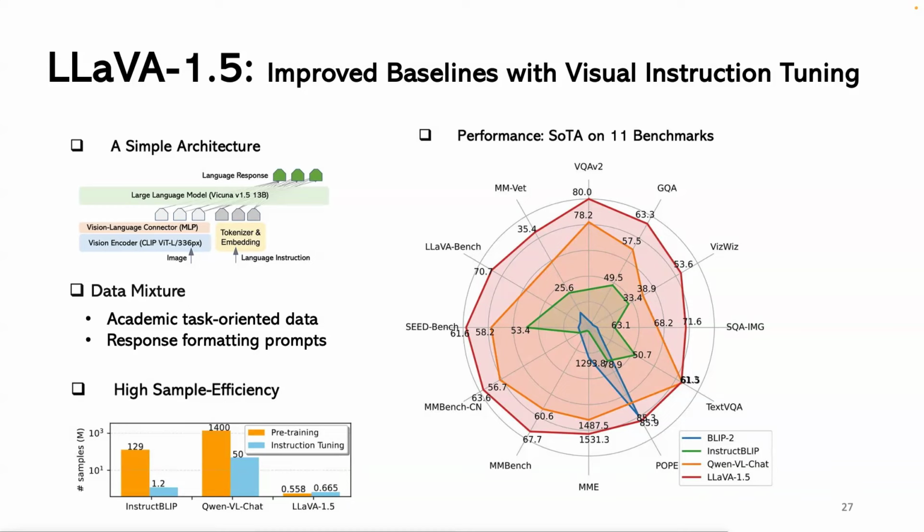And eventually, we increased the data mixture from 158K to something like 600K. And with this new data mixture, in last October, we see that the LLaVA 1.5 model is able to achieve state-of-the-art on a dozen benchmarks. And we also only use maybe less than 100% of the original training data set of other models.